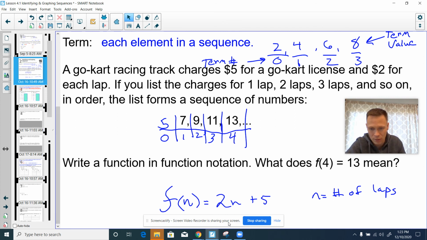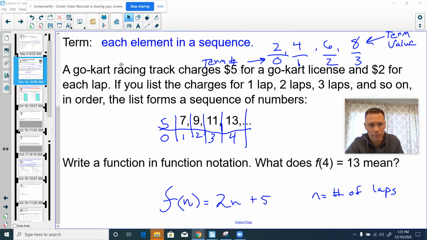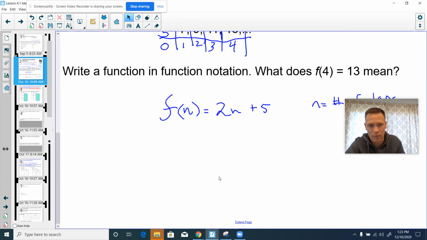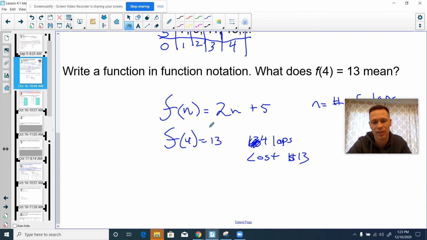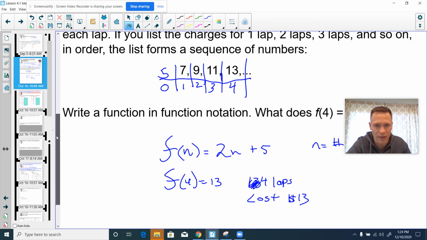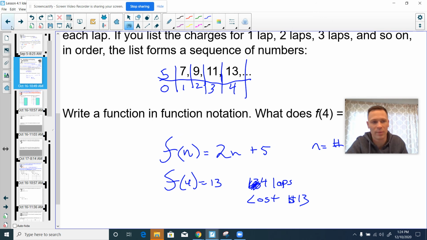That would mean, let me get rid of this. F of 4 equals 13. That means that 4 laps cost $13. Okay, 4 laps cost $13. That's what f of 4 equals 13 means. I could also say that f of 2 is equal to $9, right? F of 2 is 9. That means that we have that cost for that amount of laps.